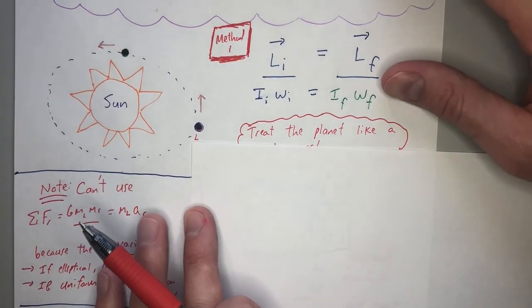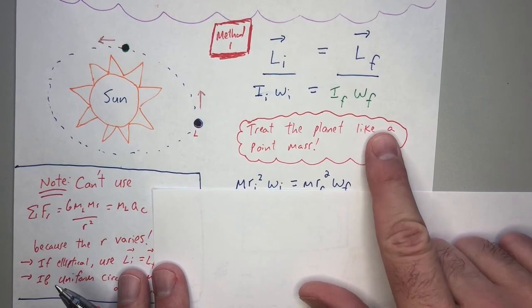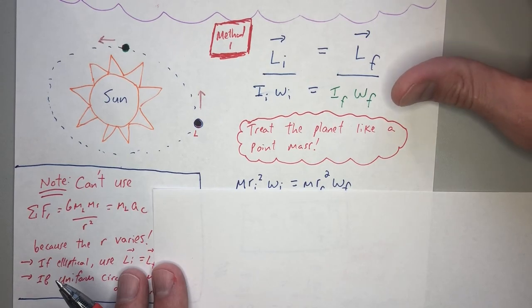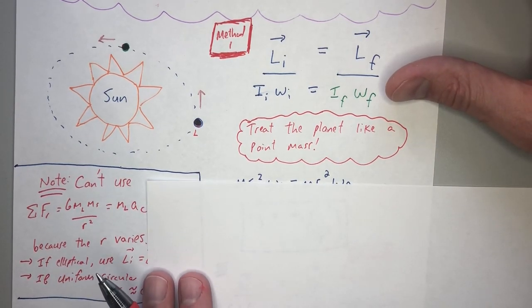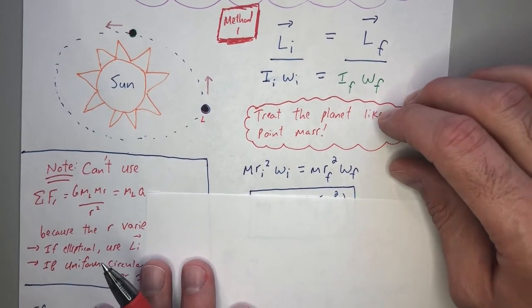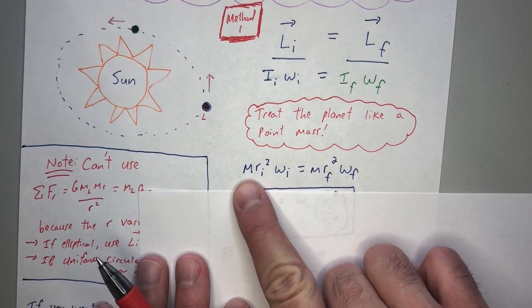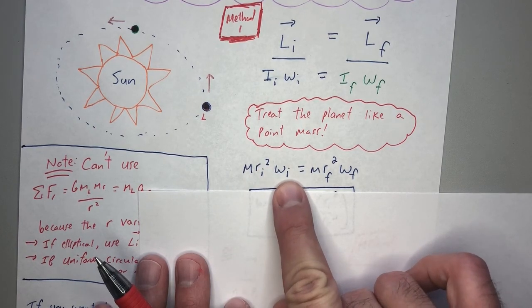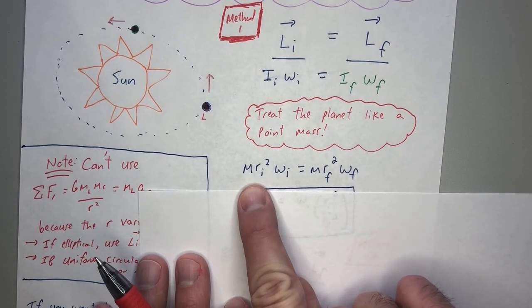All right, so we're going to treat the planet like a point mass. And we treat lots of things like point masses. Planets are point masses. If you look at a human from really far away, maybe a point mass. In a later example, I'm going to treat a human like a point mass. Maybe that's not fair, but I'm going to do it. So we're just going to write this out here. The formula for a point mass is m r squared, and this is m r initial squared times omega initial.